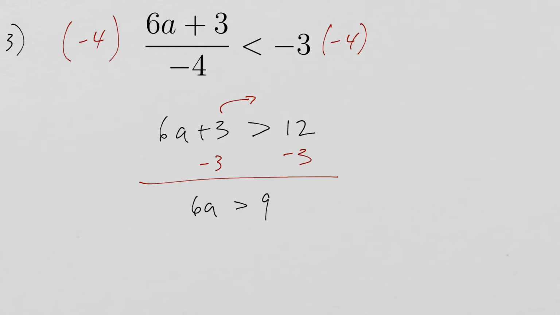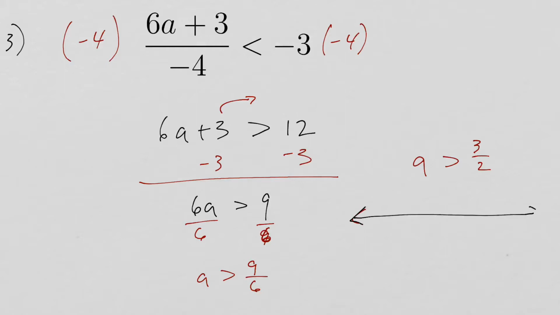And finally, we'll divide by 6 on each side. So we'll get a is greater than, we're dividing by 6. So a is going to be greater than 9 over 6. Or in other words, a is greater than 3/2. So on our number line, let's do it in black. On our number line, we're going to put 3/2 in the center. And I'll put a parentheses, and we'll do it that way.